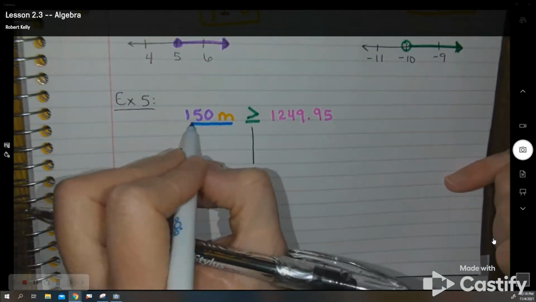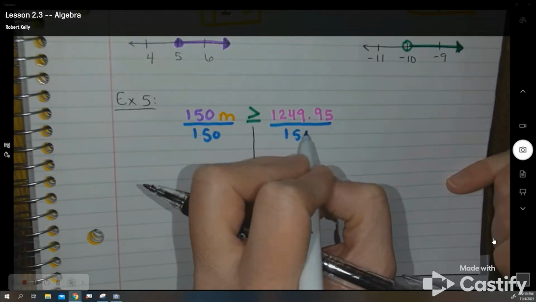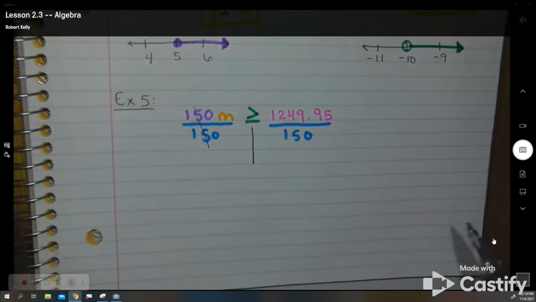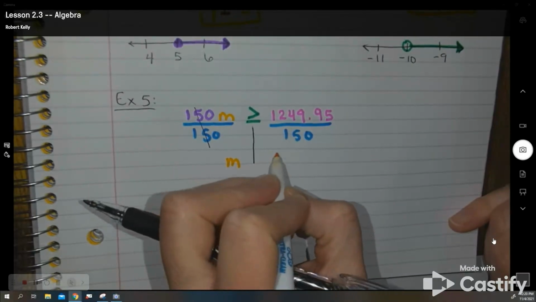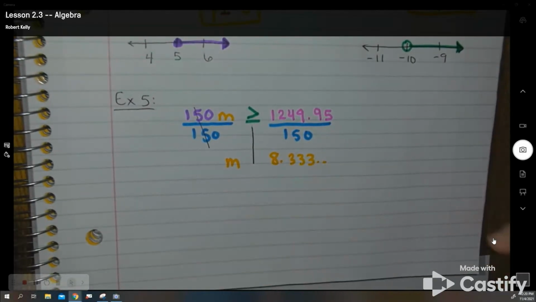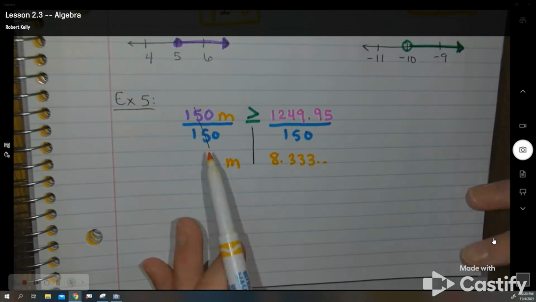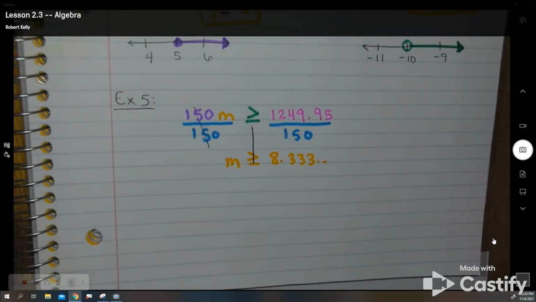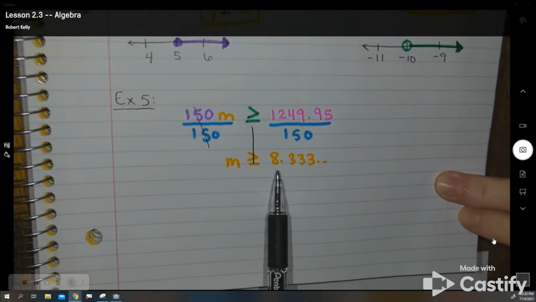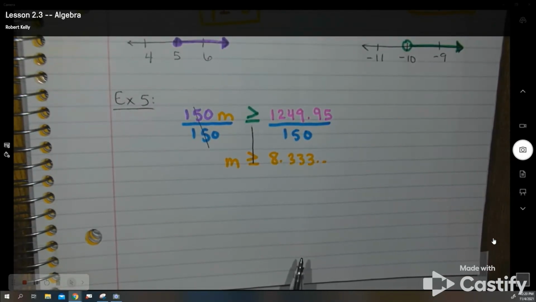We're going to divide both sides by 150. 150 divided by 150 is 1m. 1,249.95 divided by 150 is 8.333, kind of keeps going, repeating 3. Since I divided by a positive number, my inequality symbol stays the same. I don't have to change the direction in any way. So what this is telling me is it's going to take me at least 8.3 months in order to save this.